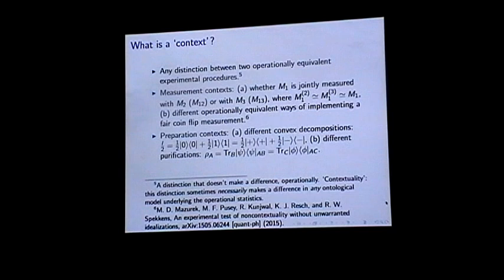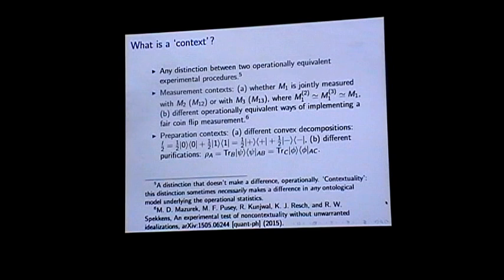So what do we mean by a distinction between two operationally equivalent experimental procedures? We mean a distinction which does not make a difference to the operational statistics. It's a distinction that doesn't make a difference operationally. And what is contextuality? Contextuality is the idea that this distinction sometimes necessarily makes a difference in any ontological model that tries to reproduce the operational statistics.